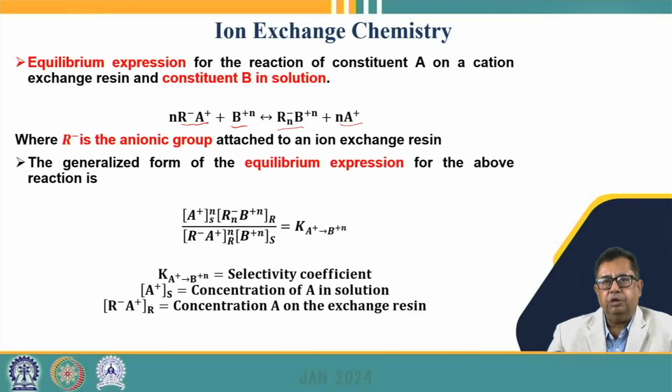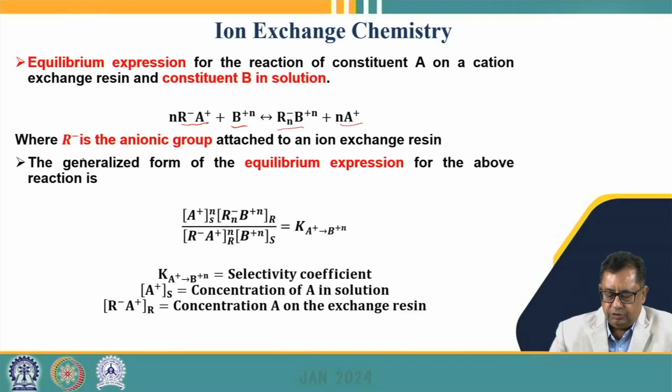So R minus A plus represents the A plus ions which are present on the resin, whereas the ions in the solution represent the ions present in the solution. Here we can see this R minus is the anionic group which is attached to the ion exchange resin, and it represents the resin form.